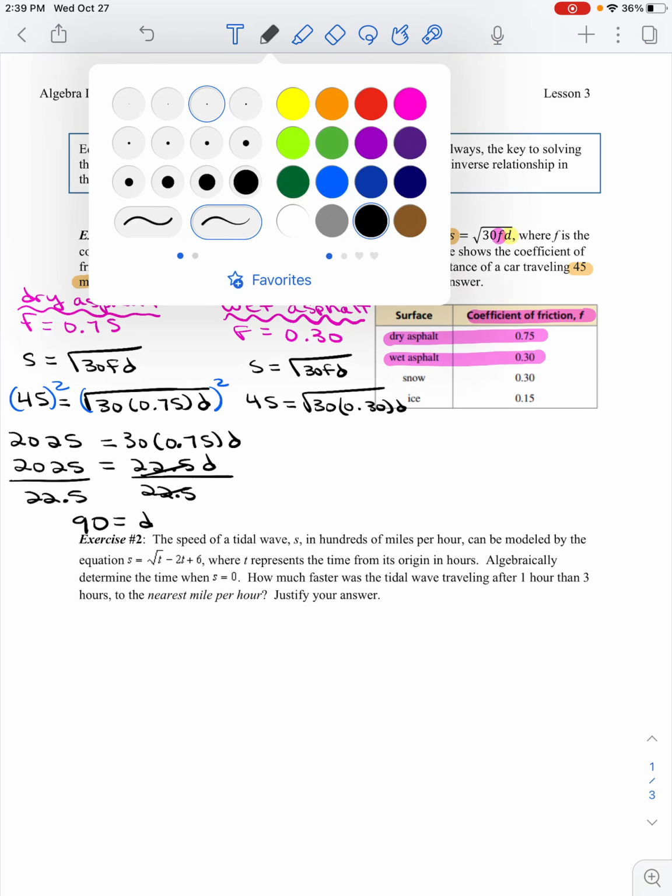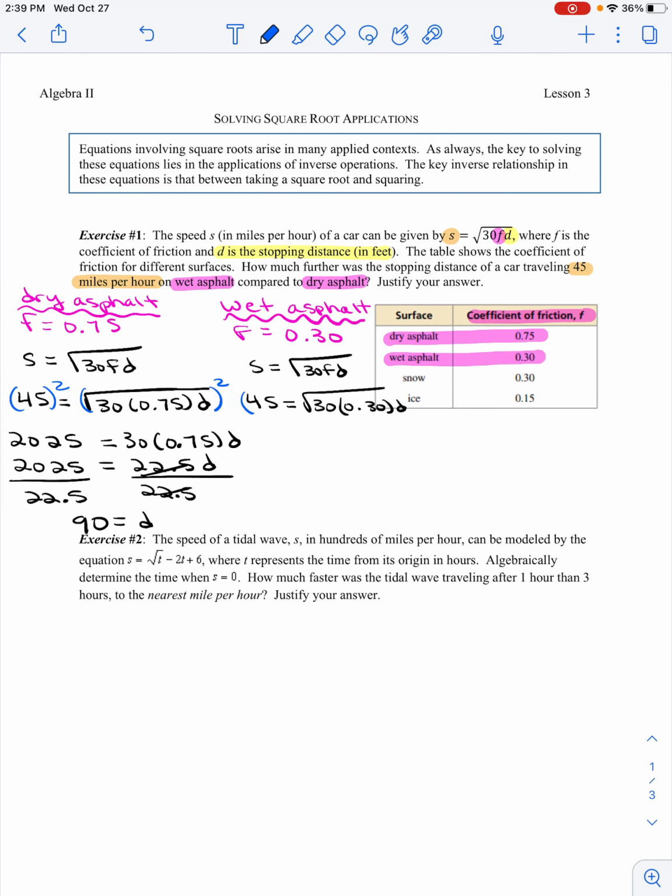Same procedure when we're solving on the right-hand side here for the wet asphalt D value. We're going to square both sides to get rid of that radical. 2025 equals 30 times 0.30D. 2025 equals 9D. And if we divide both sides by 9, we get that the D value would be 225.